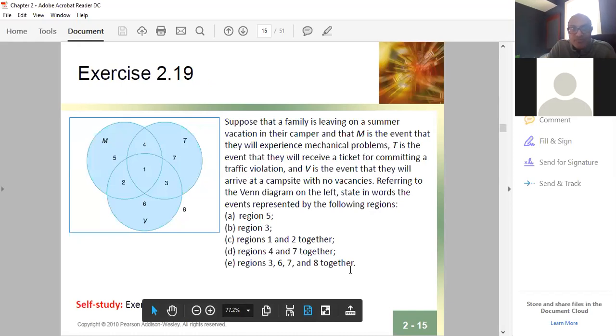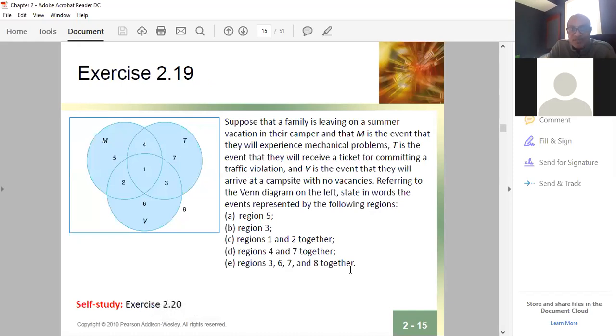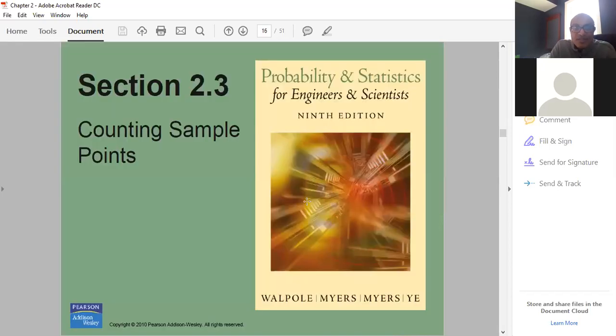This is the example we took. I asked you a number of things from this example, right? Region 1, region 2, region 3. I took this example 2.19. And 2.3 we are going to see next time.